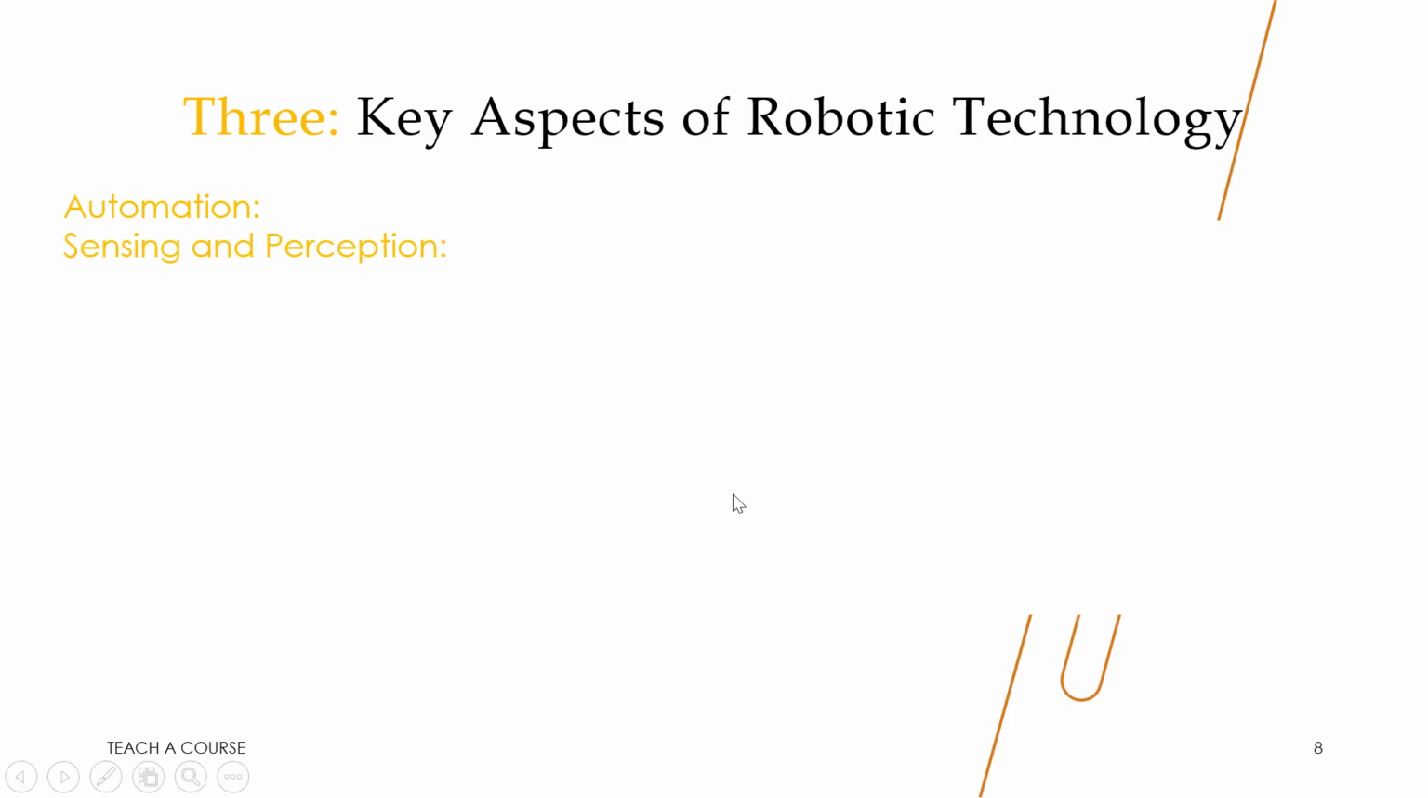The second key is sensing and perception. Now, robots are equipped with sensors such as cameras, enabling them to perceive and understand their environment. Sensing capabilities provide robots with vital data, allowing them to interact intelligently with the world.